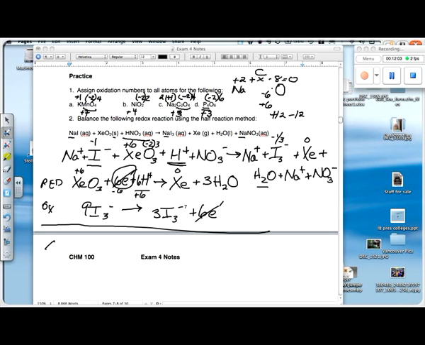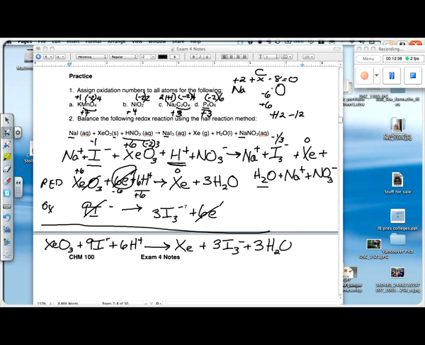Bringing down everything, xenon trioxide, 9 I minus, nope, sorry, messed that up, no 3 here. All right, so that's taken care of, plus 6 H plus goes to xenon plus 3 I3 negative plus 3 waters.